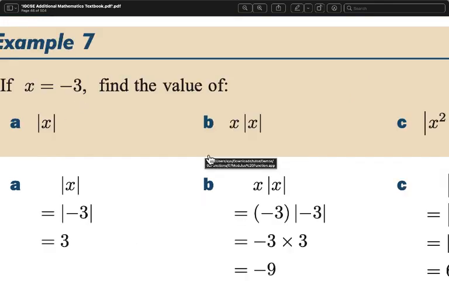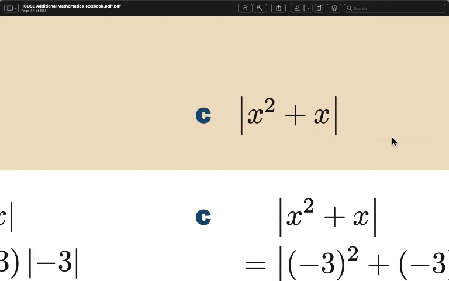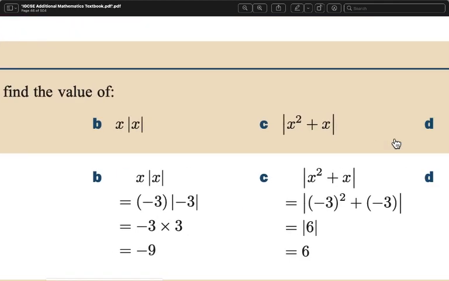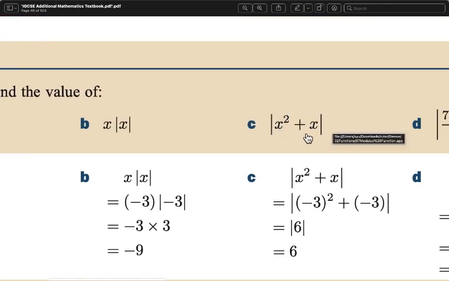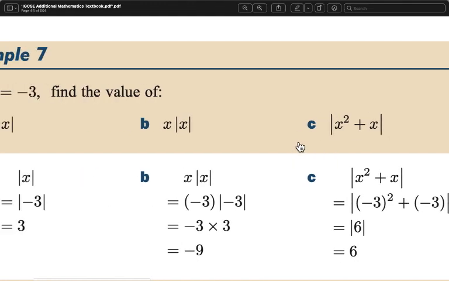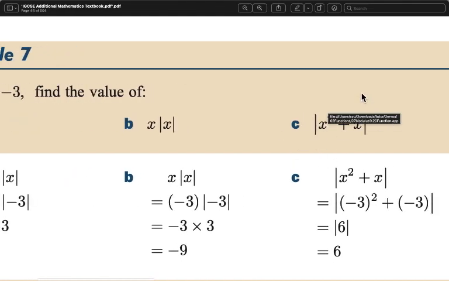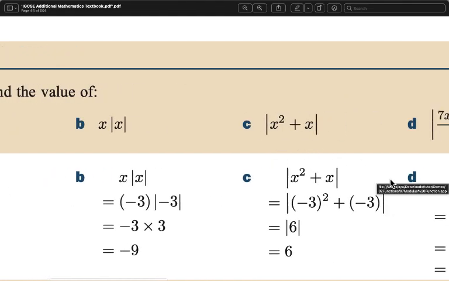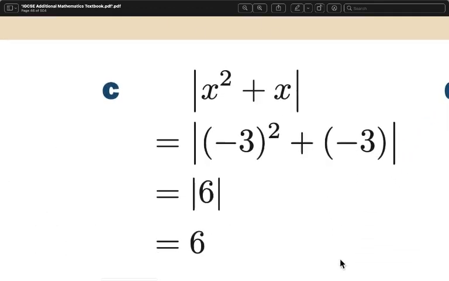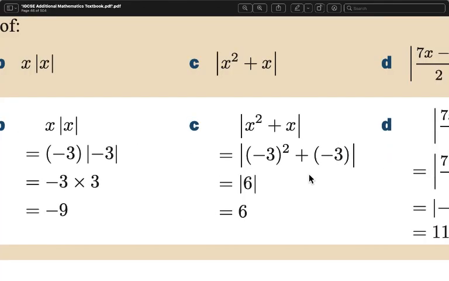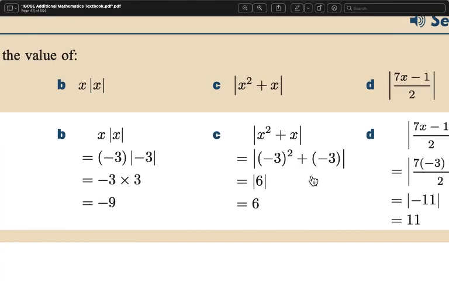And look at another case, the modulus of x squared plus x. First of all, you finish the equation. You input the value first before completing the modulus. So as x is given -3, you square -3. (-3) squared is 9. 9 plus -3 is 6. And for the positive 6, the modulus is 6.